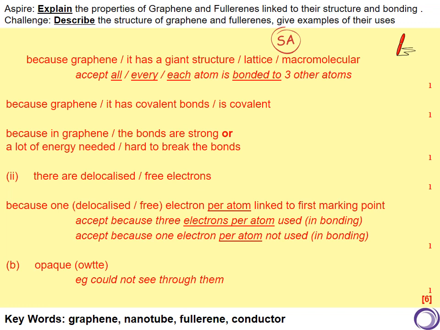And then the reason why we wouldn't use graphite for the screen that has many layers is because it would be opaque and we wouldn't be able to see through it, so it wouldn't be much good for a screen.